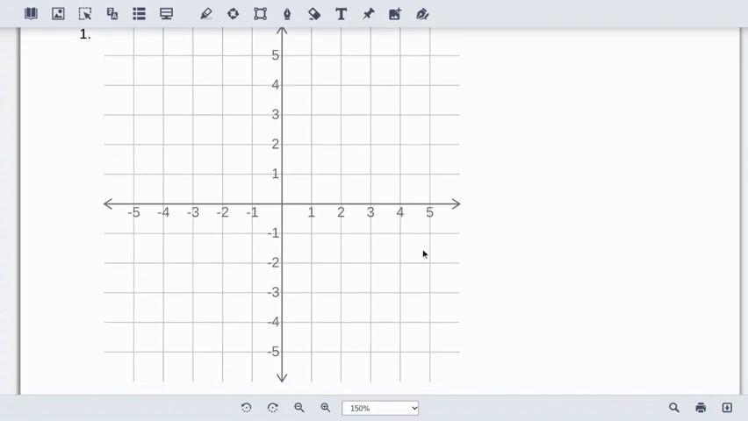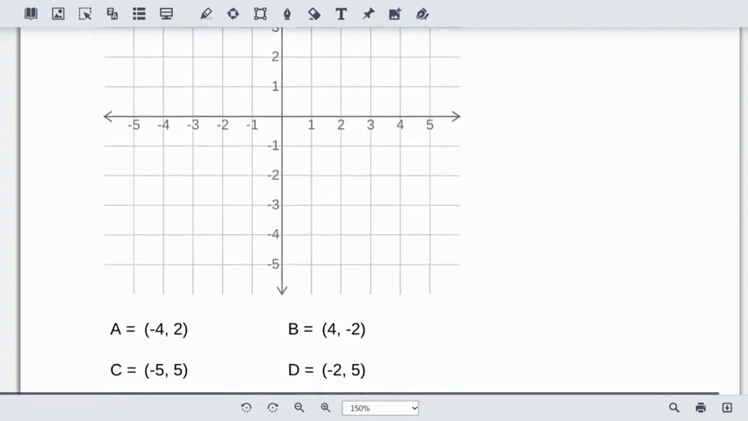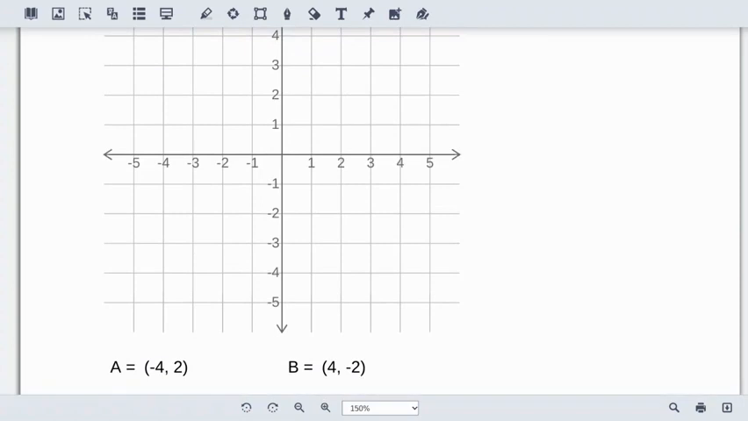So let's take a peek at some of the questions that I'm asking you to answer, and let's solve a couple together, and then you can solve some on your own. So I'm going to scroll down. I'm going to take a look at my first point I need to plot. I'm going to get my scribble tool ready.